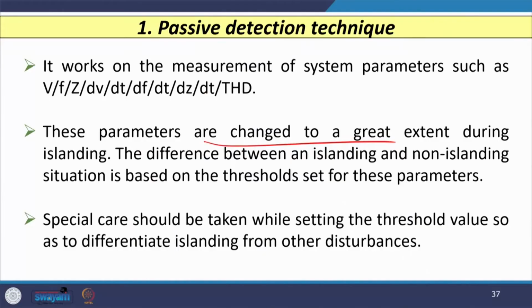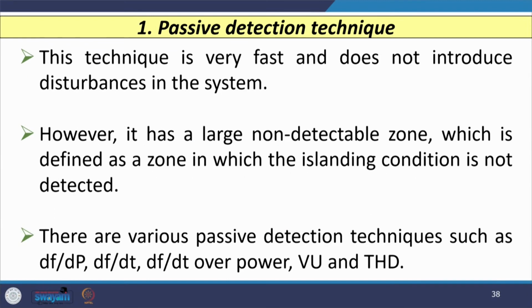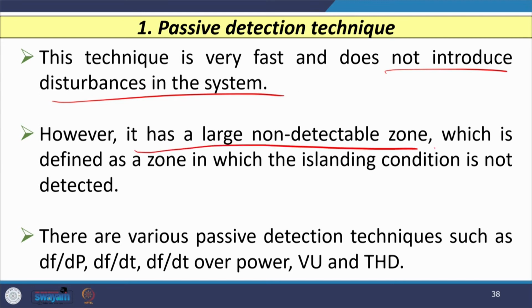Special care is required while setting the threshold value, so that there is no nuisance tripping when no islanding situation exists. This technique is very fast and it does not introduce disturbances in the system like other active detection techniques. However, the main disadvantage of this technique is that it has a large non-detection zone, which is sometimes also denoted as NDZ. So, what is the non-detection zone? The non-detection zone is defined as a zone in which the islanding condition is not at all detected by this passive islanding detection technique.